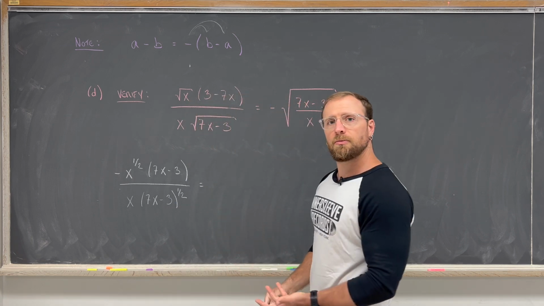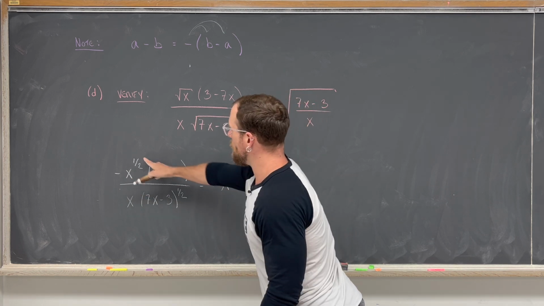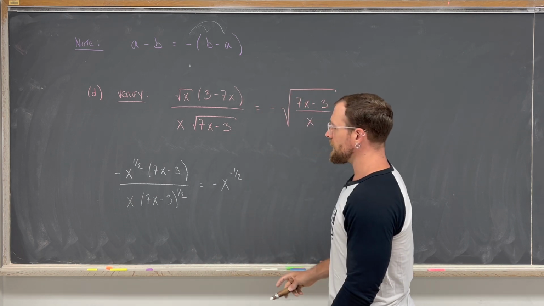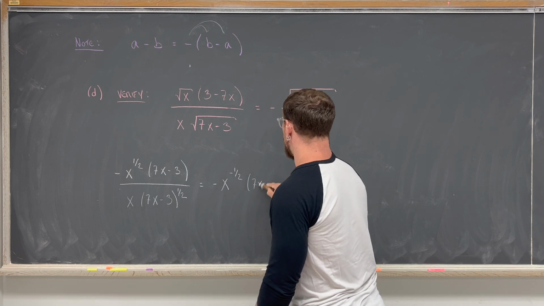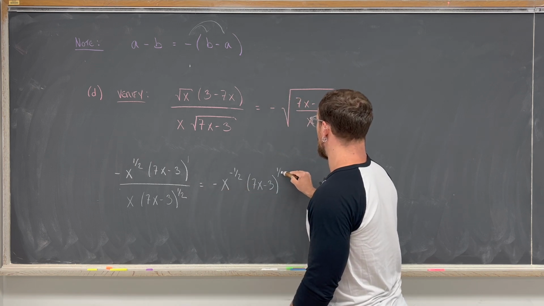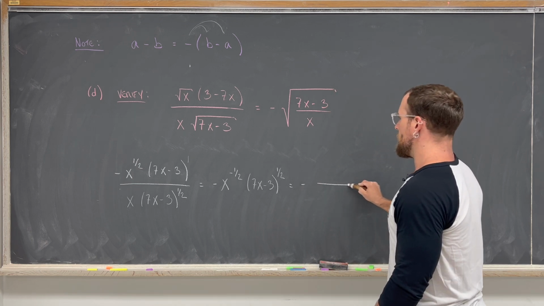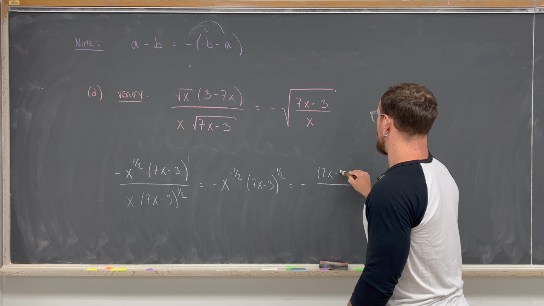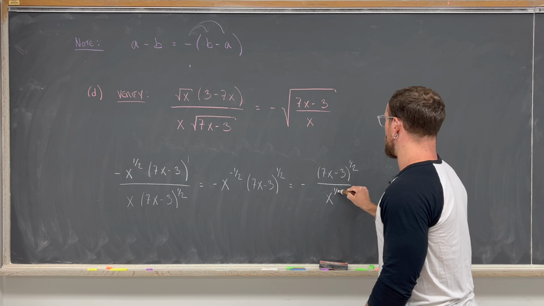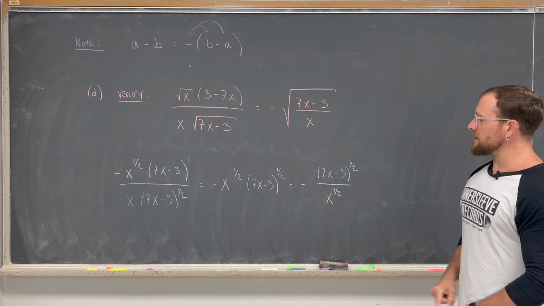Okay? So using some rules of exponents, what am I left with? Well, negative 1 times x to the 1/2 minus 1, that would be negative 1/2, times 7x minus 3 to the 1 minus 1/2, that would be 1/2. Okay? So what we have here is negative. If I write this as a fraction, we have 7x minus 3 to the 1/2 power divided by x to the 1/2 power. I'm sending that x with a negative exponent downstairs with a positive exponent.